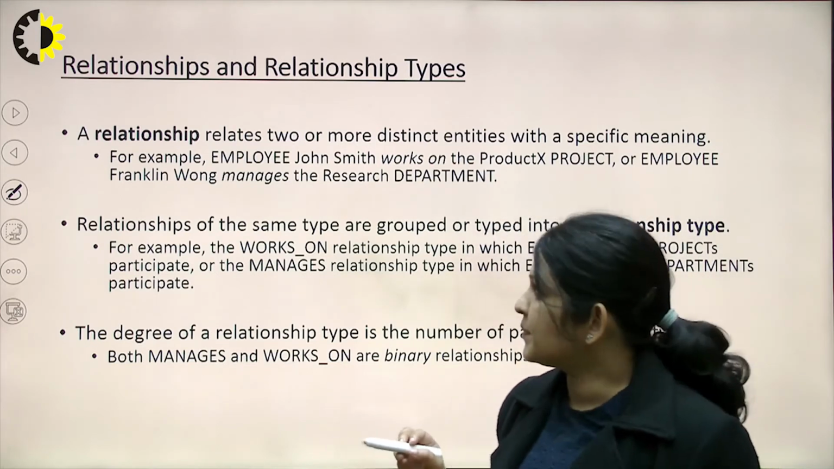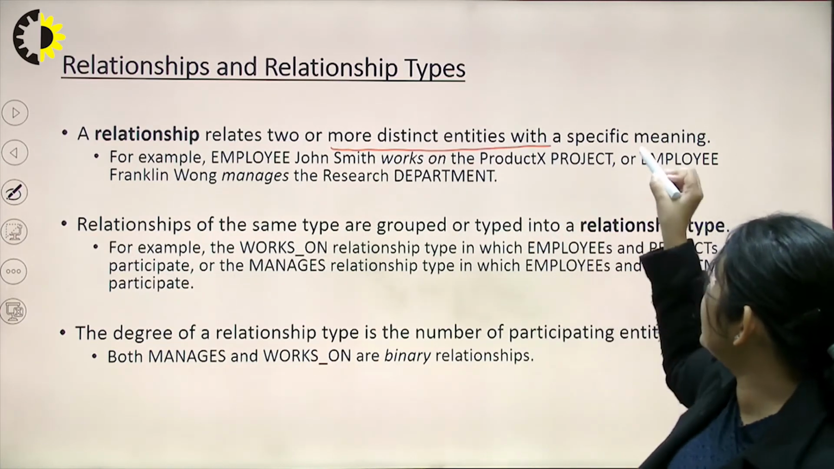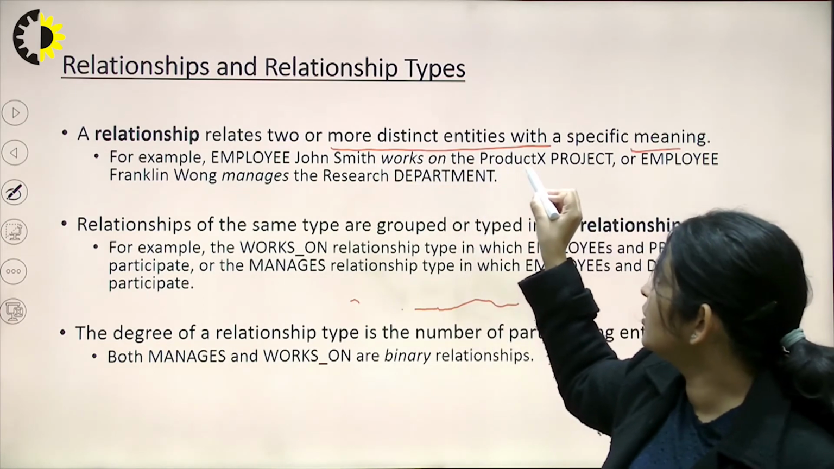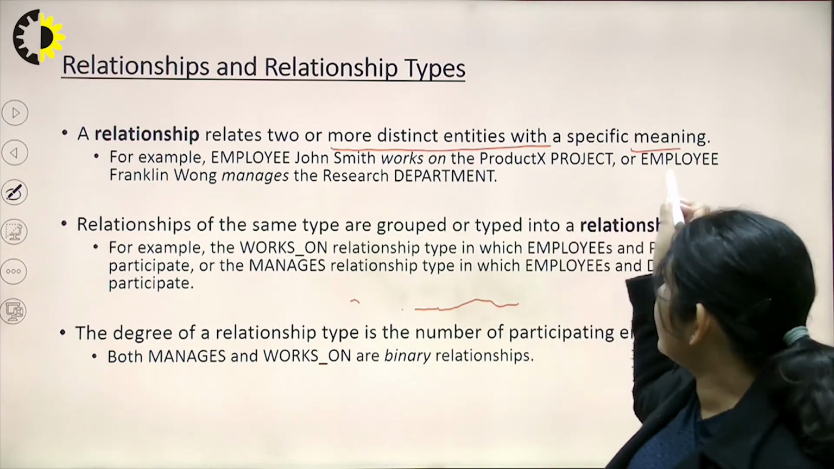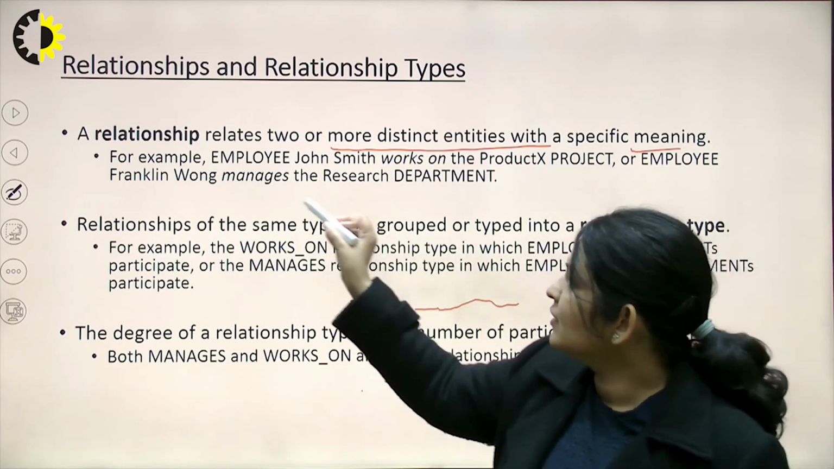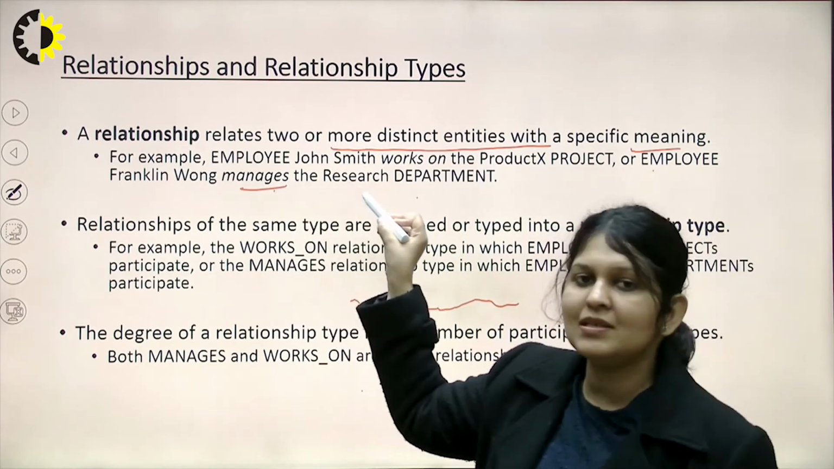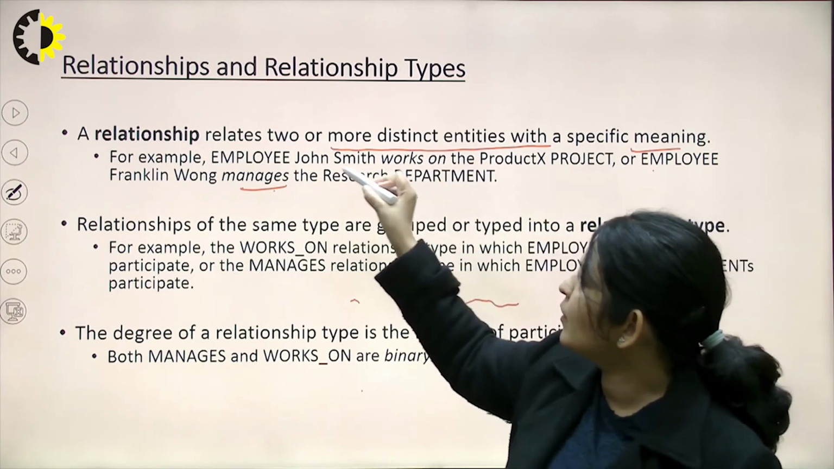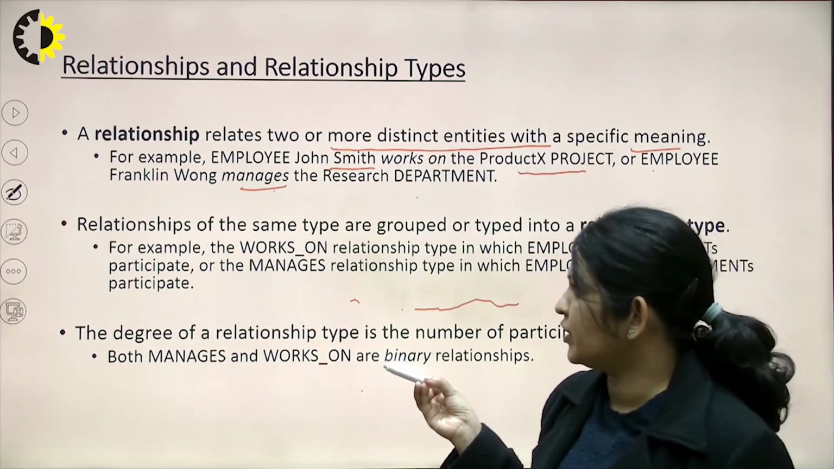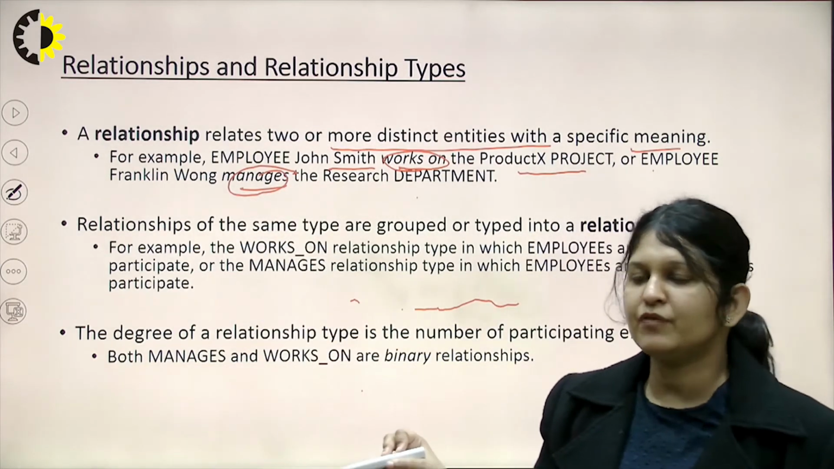Relationships and relationship types. A relationship relates two or more distinct entities with a specific meaning. For example, employee John Smith works on the product X project, or employee Franklin Wong manages the research department. So here they have a relation. Why is this particular employee connected to the department? Because he manages the research department. Similarly, the employee John Smith is connected to the product X project because he works on that particular project. So works on, manages, this is showing the relationship between two entities.